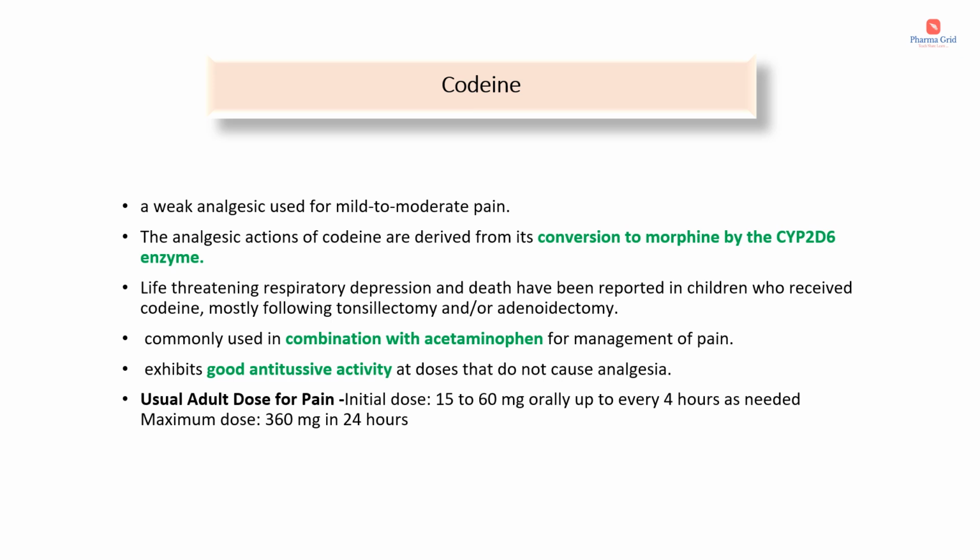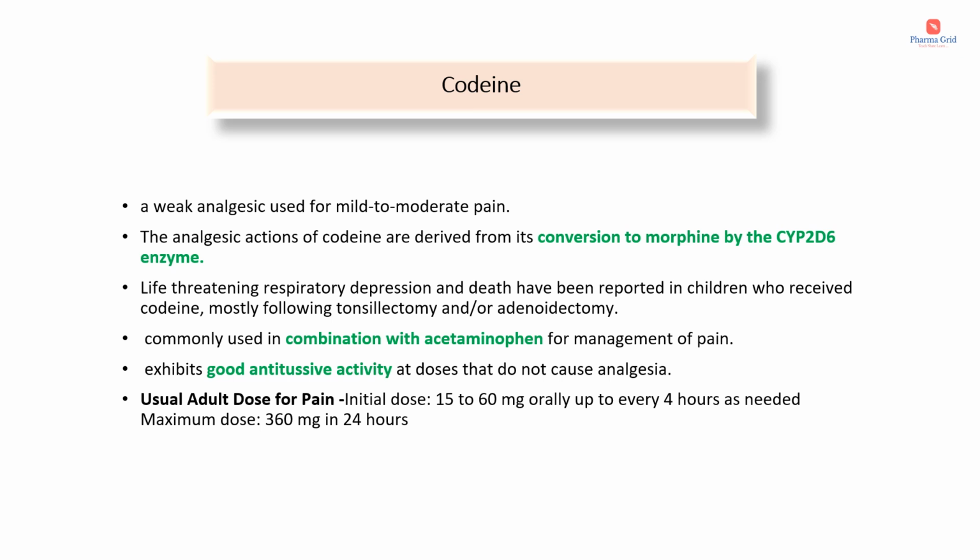So the first one is codeine. It is a weak analgesic used for mild to moderate pain. The analgesic actions of codeine are derived from its conversion to morphine by the CYP2D6 enzyme. Okay, so this is a point to be noted down. The codeine gets converted to morphine by which isoenzyme? By CYP2D6 isoenzyme. Life-threatening respiratory depression and death have been reported in children who received codeine, mostly following tonsillectomy and/or adenoidectomy.